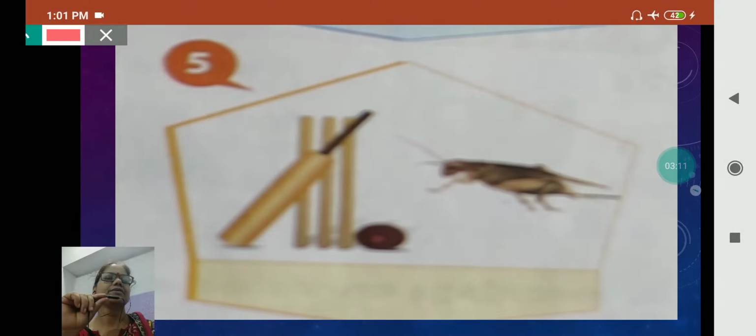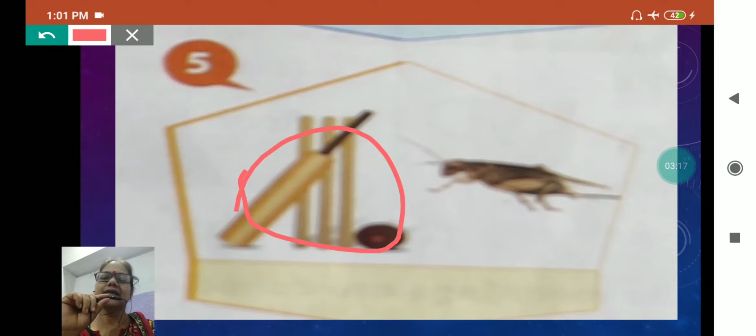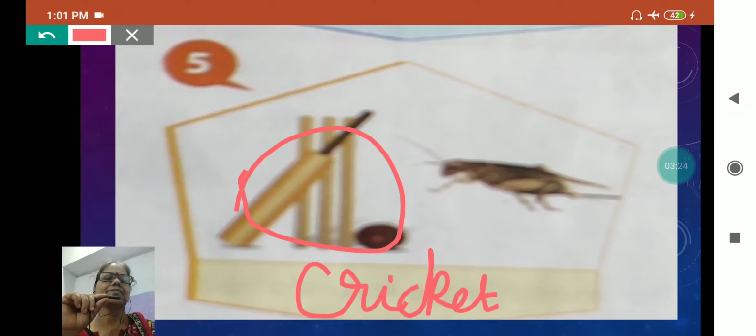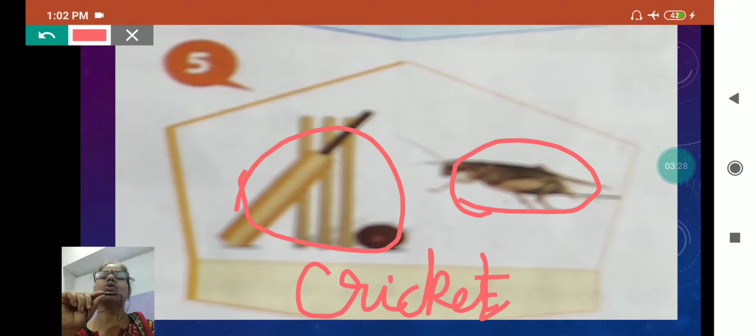Now see, here bat, ball, wicket is given, but together we need these in the game, and the game is cricket. And this insect is also called cricket. All of you have studied about the game. This is a game. We need to play. This is not a game. This is the equipment we need to play cricket. And this is an insect.